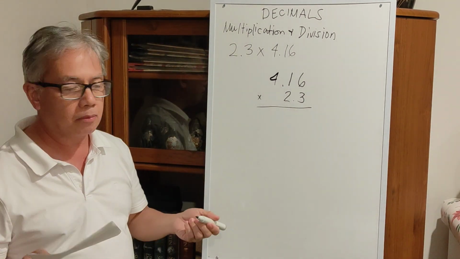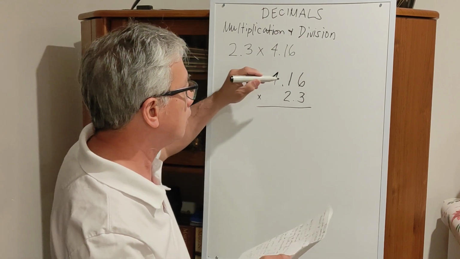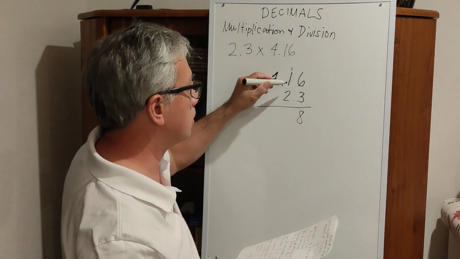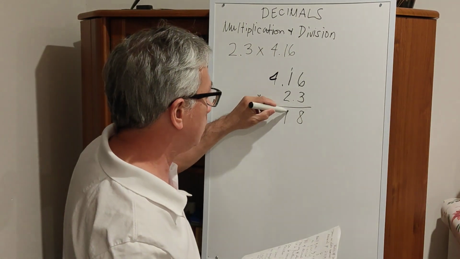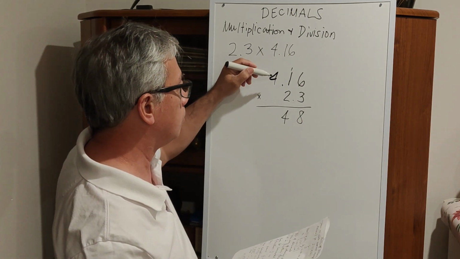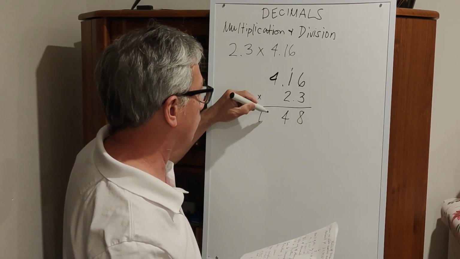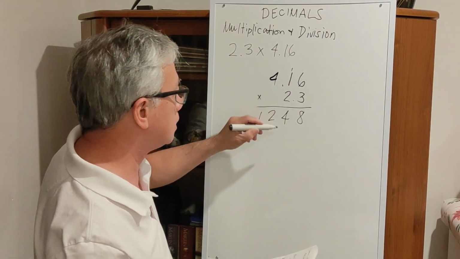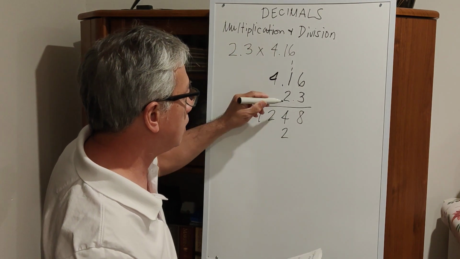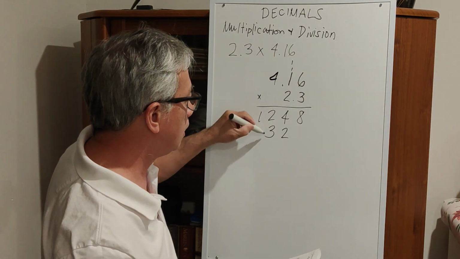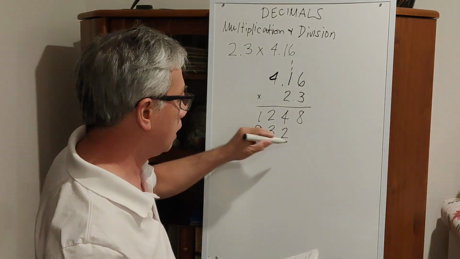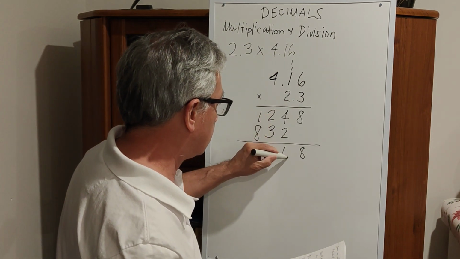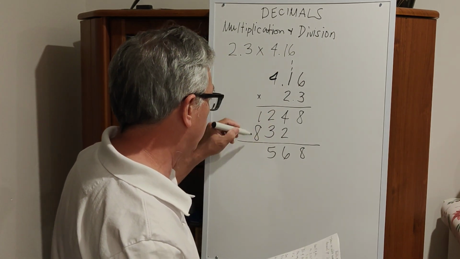Same as in whole numbers, we multiply. 3 times 6 is 18, so we put it on top. 3 times 1 is 3, plus 1 is 4. 3 times 4 is 12, so we put 12. And then we multiply the second digit, 2 times 6 is 12. 2 times 1 is 2, plus 1 is 3. 2 times 4 is 8. And then we add. So 8, and then 6, and then 5. 1 plus 8 is 9.